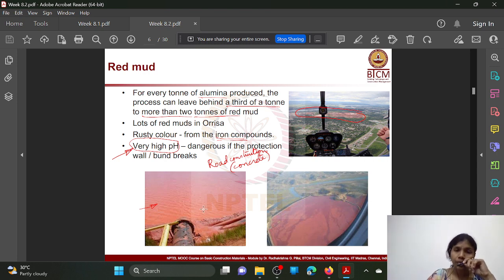If there are no protection walls or bunds, then it gets leaked, and with the very high pH it will be very dangerous. And a recent innovation that is going on is that this red mud is being used in road construction work. I think it is in the research stage.